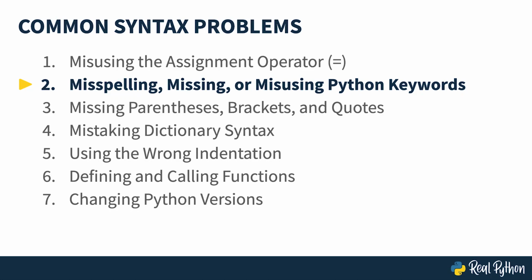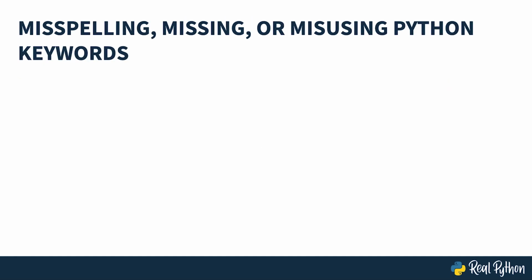Misspelling, missing, or misusing Python keywords. Python keywords are a set of protected words that have special meaning in Python. These are words that you can't use as identifiers, variables, or function names in your code. They're a part of the language and can only be used in the context that Python allows.